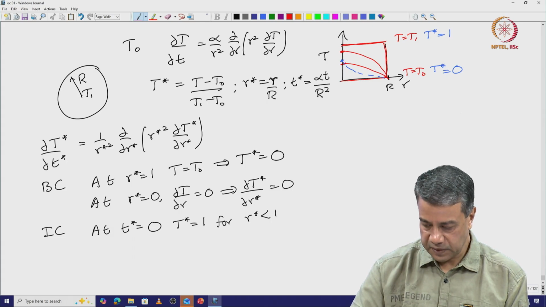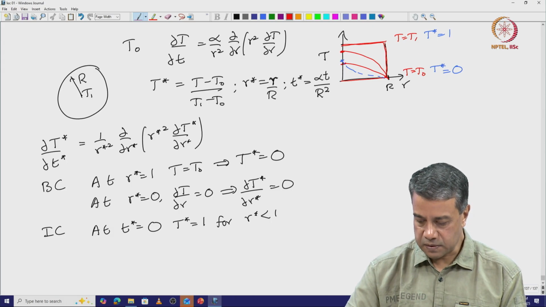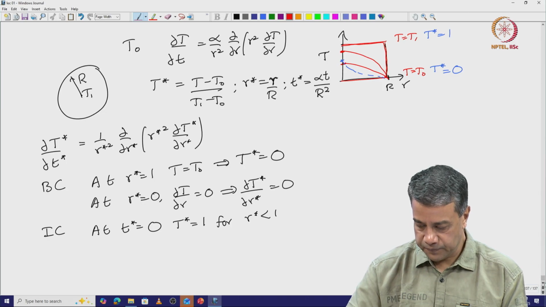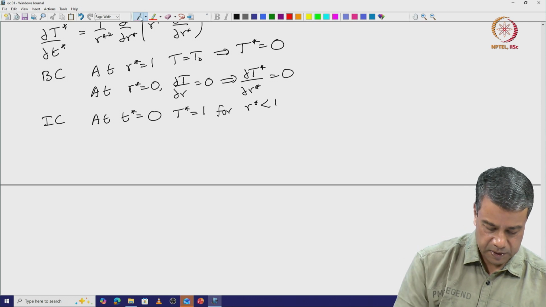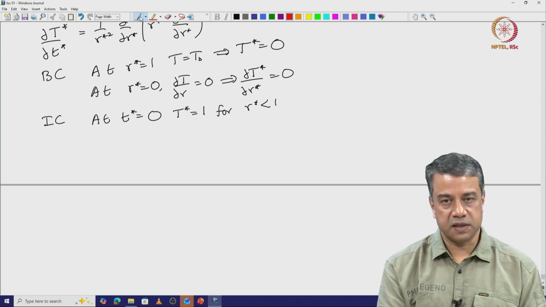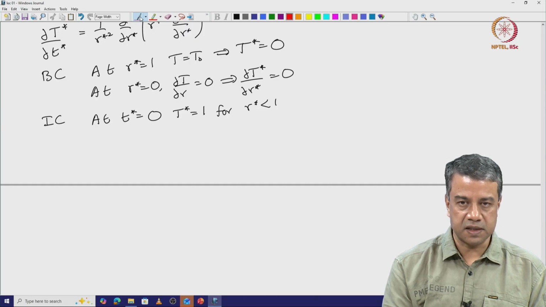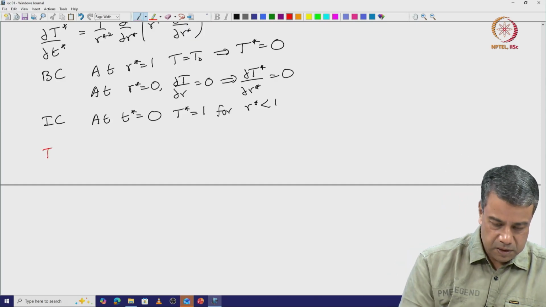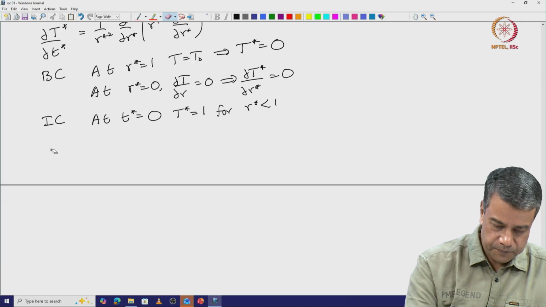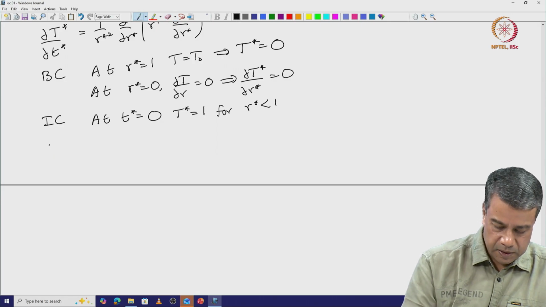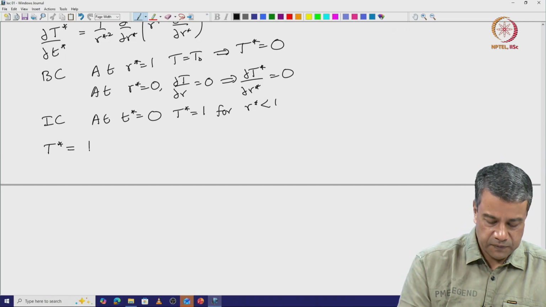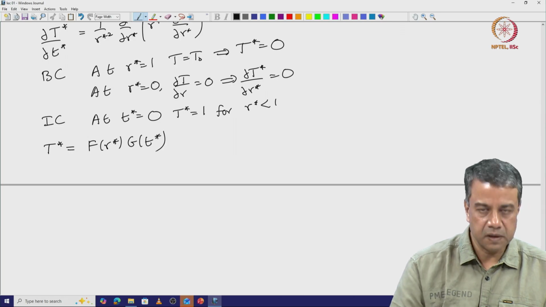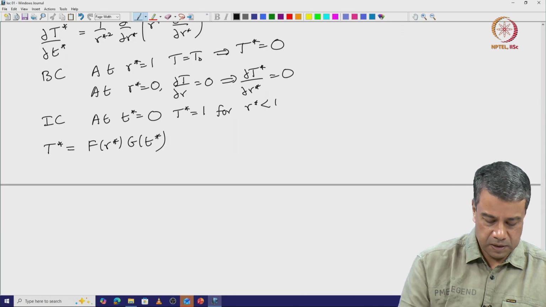We use separation of variables once again. In this case, the steady solution, as I said, is just T star equal to 0. So, T star itself is the transient solution. So, this T star, I write it as f of r star g of T star. Substitute into the equation.